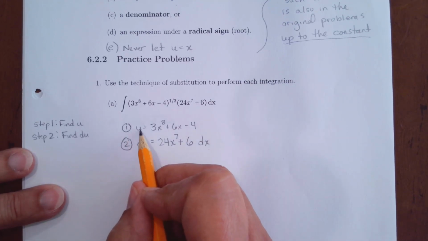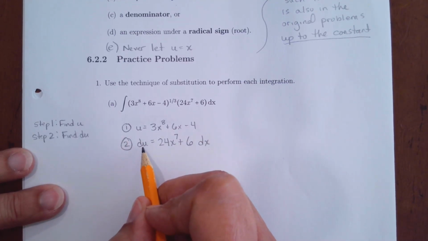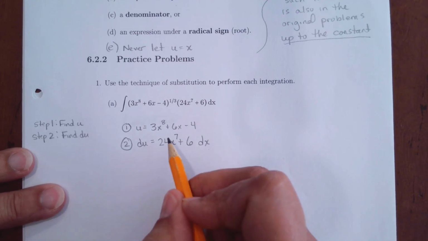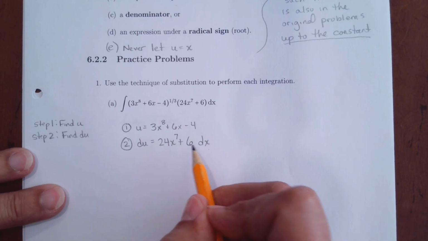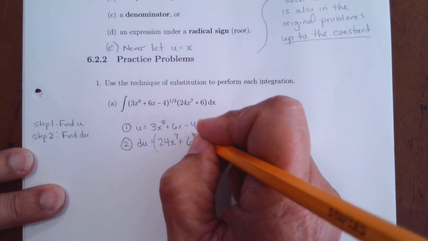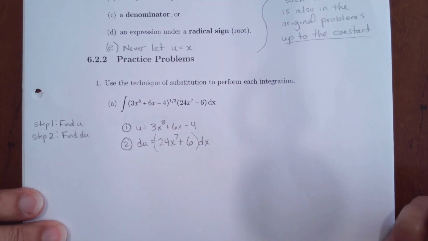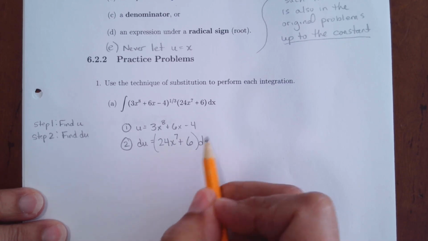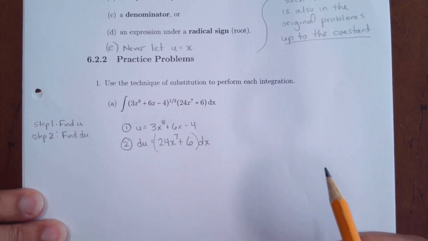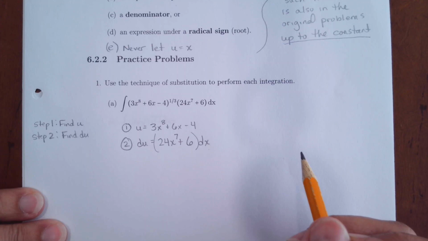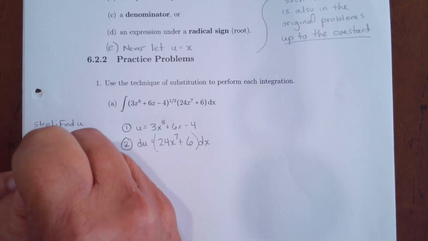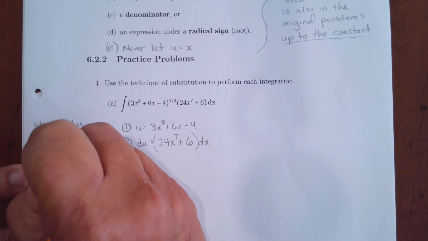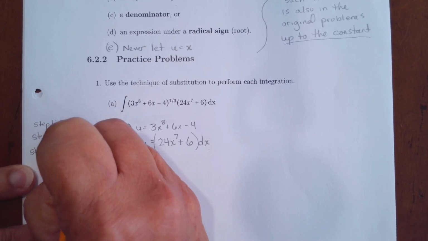Okay, so the derivative of u is 1 du. We just don't need to put the 1 there. And the derivative of this side is 24x to the 7th plus 6 dx. So I'll put that in parentheses so you kind of see that. Okay, so you're always going to have this tacked on to the end. Okay, all right. Step 3 is going to be your u substitution.